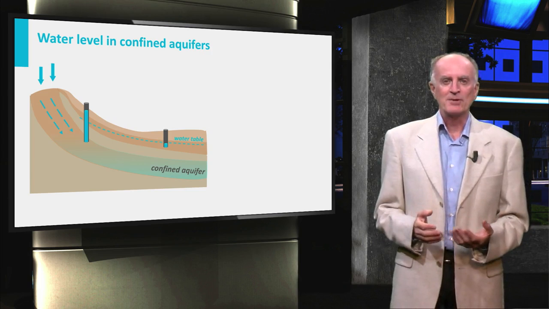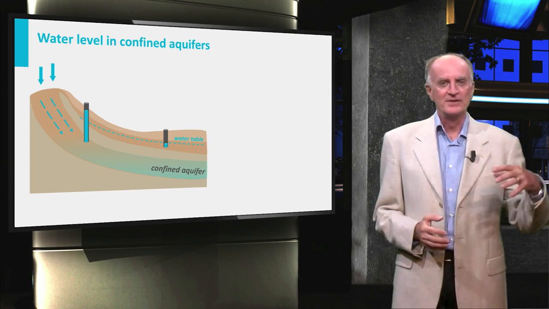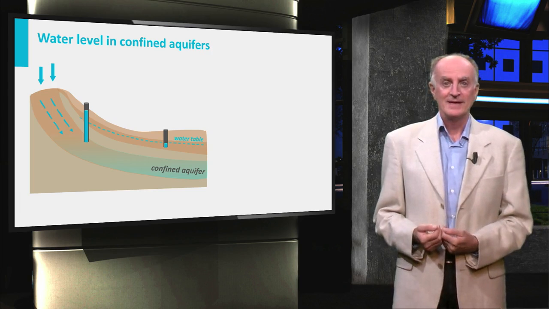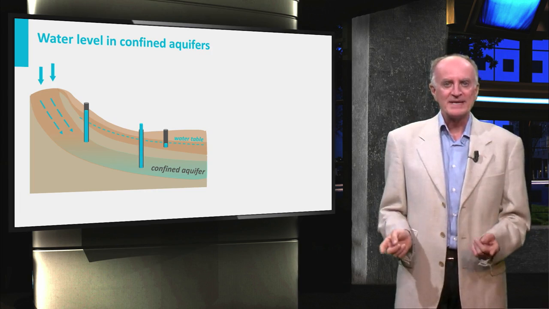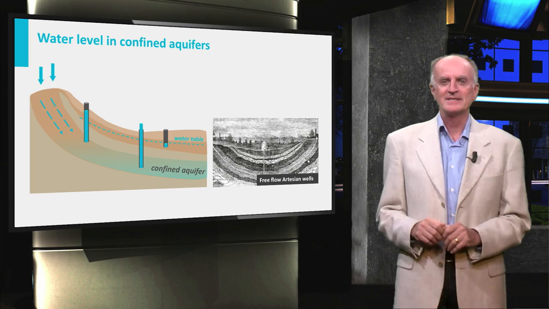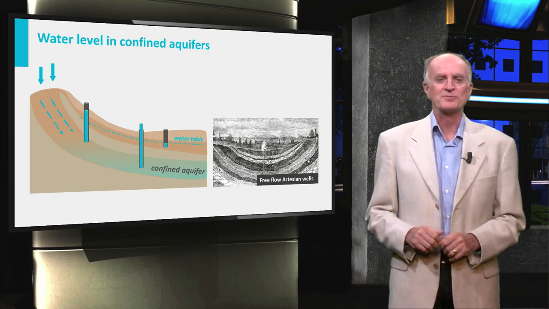This shows that the confined aquifer is under pressure and that it has a strong hydraulic head. In some cases, water might even come to the surface, forming a kind of fountain. In the latter case, we speak of a free-flowing spring.